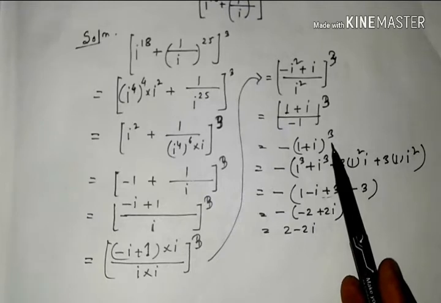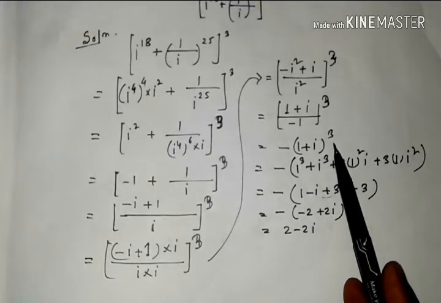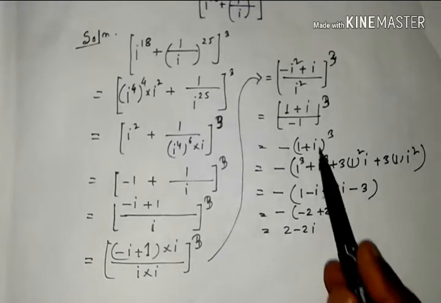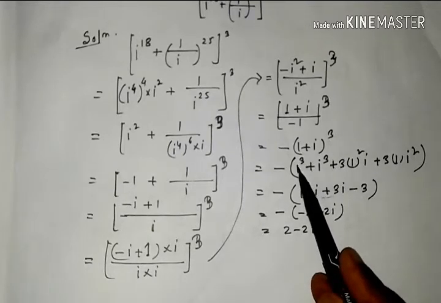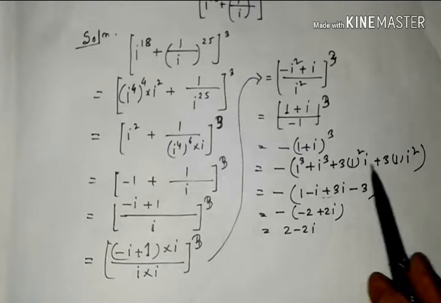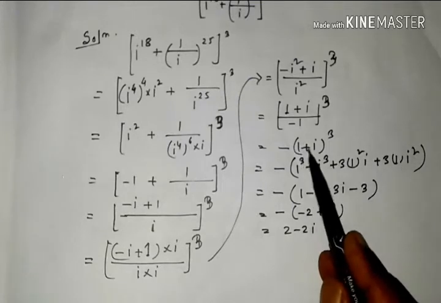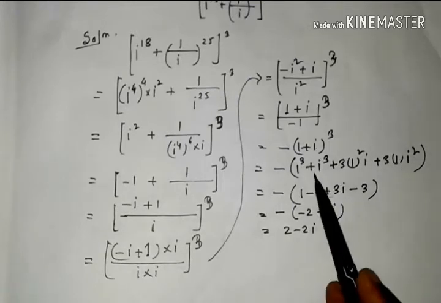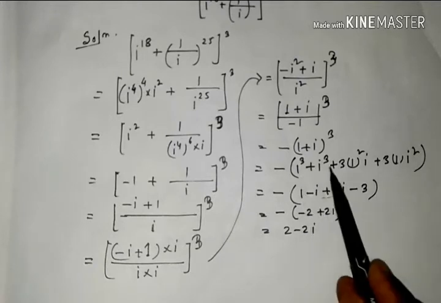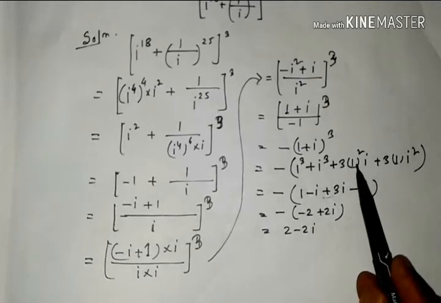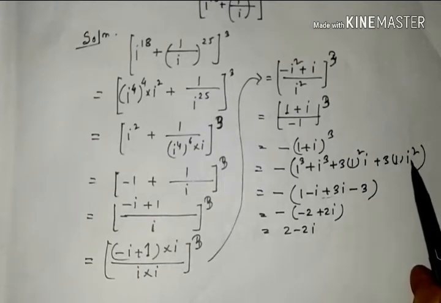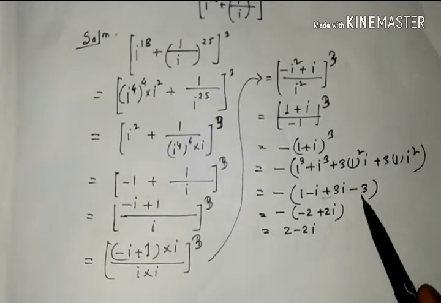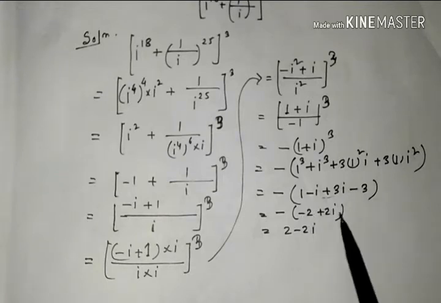Now we will simplify with the help of the cube formula, (a + b)³, such type. First a³, b³, thrice a²b, thrice ab². Here a is 1 and b is i. 1³ is 1, i³ is -i, 3·1²·i is 3i, 3·1·i², i² is -1, therefore -3. After simplification we get this.